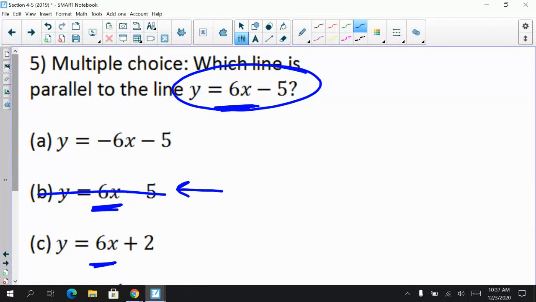So it can't be B. So my answer is C. 6x plus 2 is parallel to 6x minus 5.